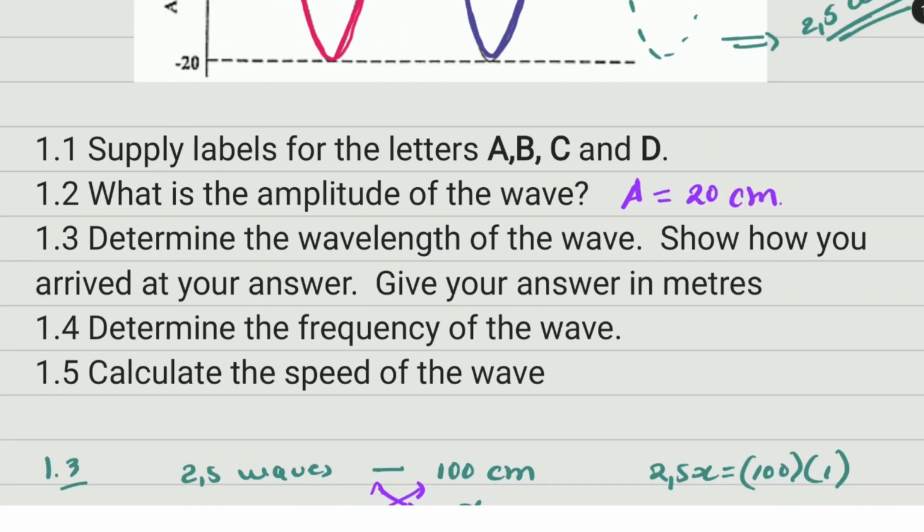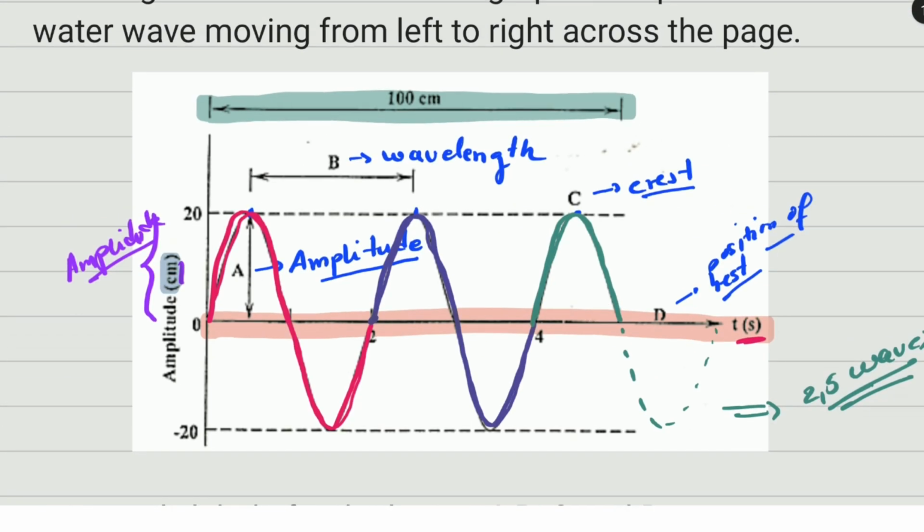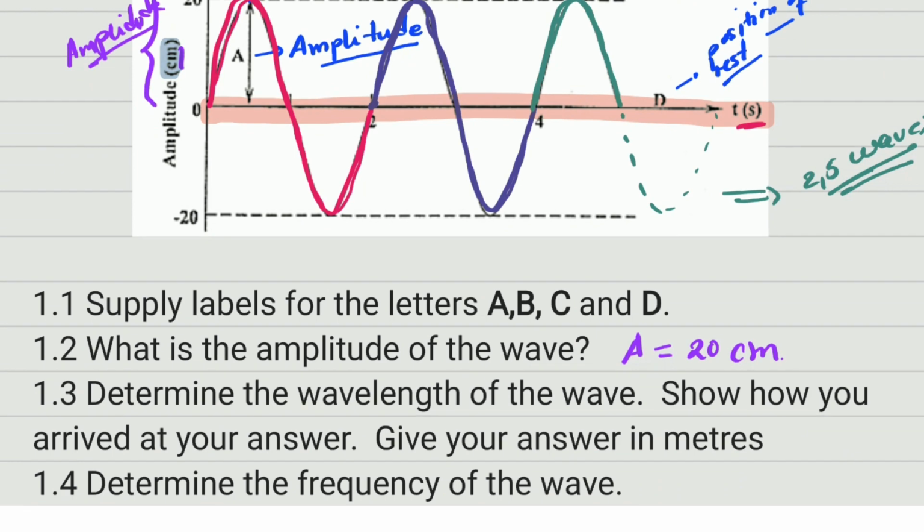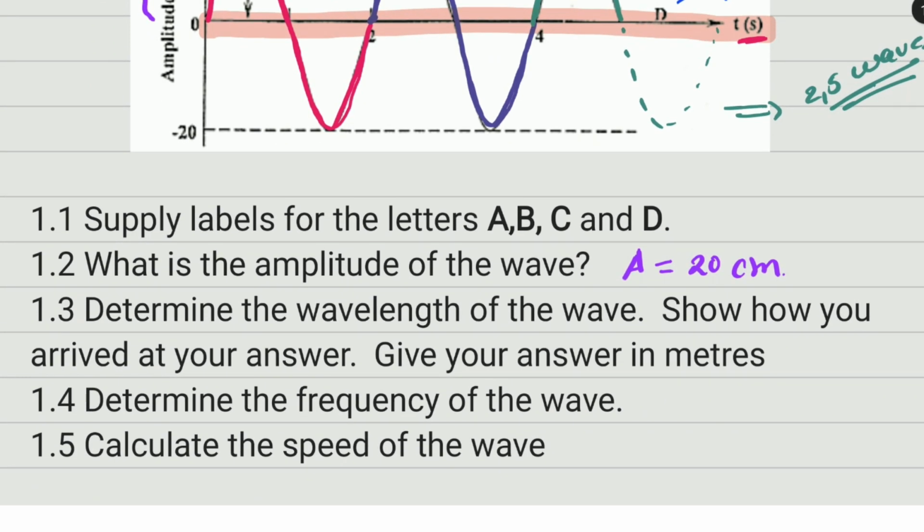Okay, now why did I substitute one wave? Because one wave is the wavelength. Wavelength is the length of one wave. Okay, so that was question 1.3: determine the wavelength of the wave and show how you arrive at it. Next, determine the frequency of the wave.